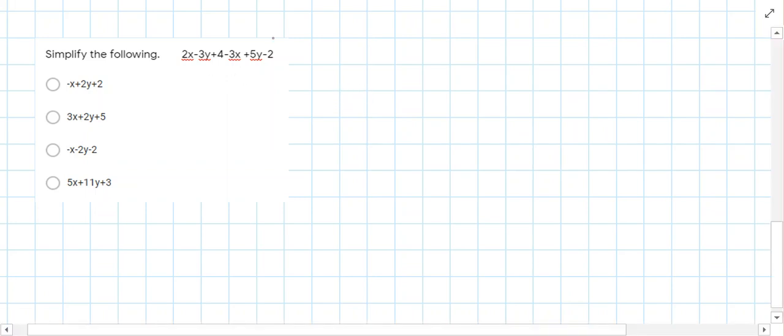Okay, so with this question, what you're being asked to do is simplify this expression here. And you're given a number of options, and you have to select the correct option. So in order to simplify it, we can only add or subtract like terms.